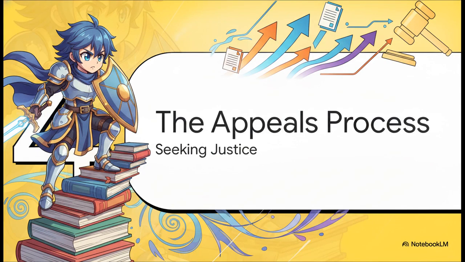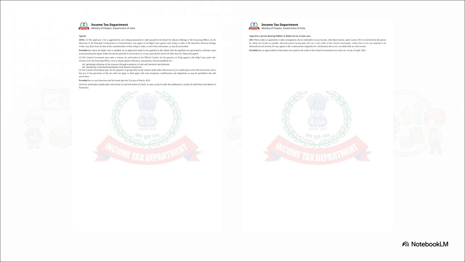Which brings us to Section 4, navigating the appeals process. What to do when you need to seek justice. When we look at the official income tax appellate structure, you basically move from the Commissioner of Appeals up to the tribunal and then eventually to the High Court if there happens to be a substantial question of law.